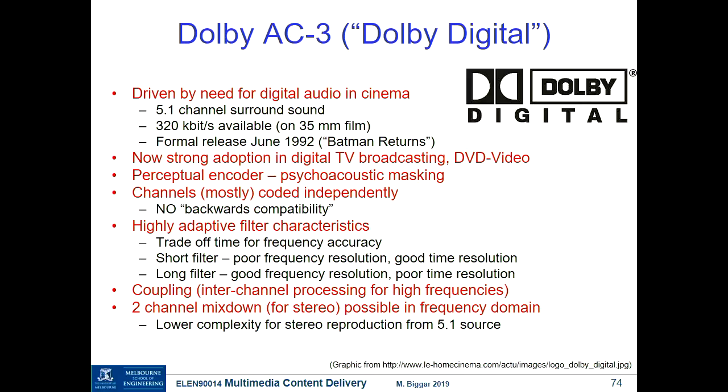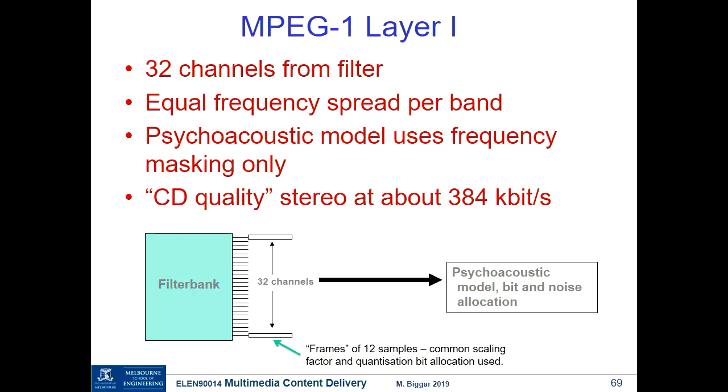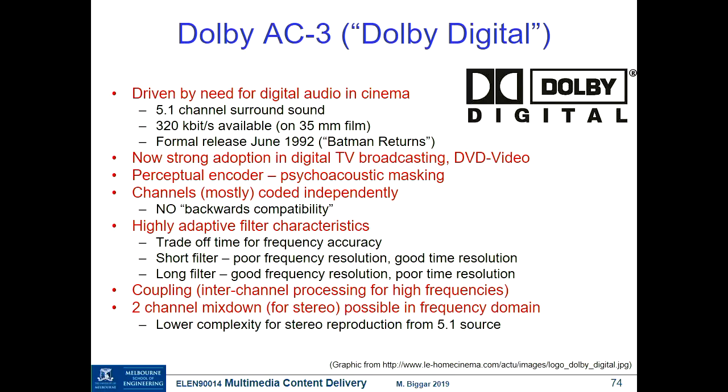MPEG-1 filters were, let's just use this one, had this fixed length, fixed number of channels, fixed length frame of 12 samples. The Dolby one adapted that length. Now the reason that that is useful is that it depends on whether the signal, you would know this from your Fourier theory, if the sound that we're wanting to encode is reasonably stationary, is reasonably unchanging over some period of time, then you could use a long filter and you would get very fine frequency resolution, right?